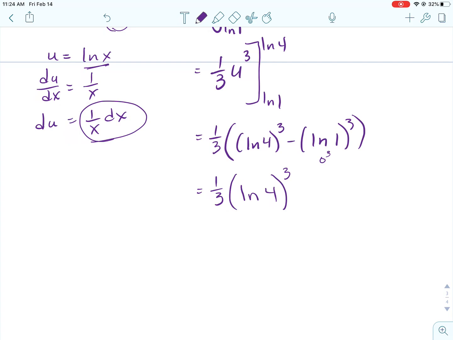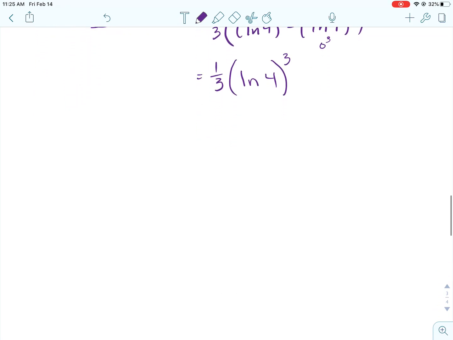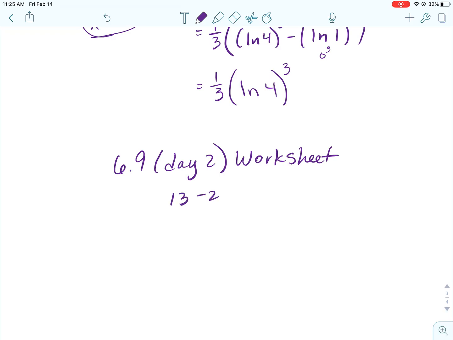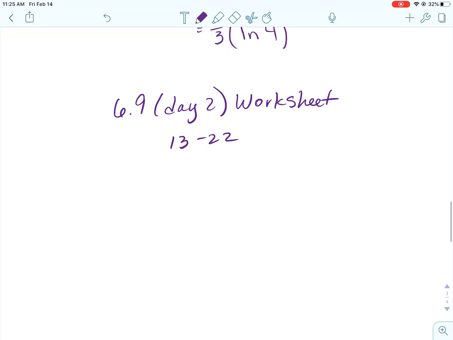All right. Any questions? U-substitution? Okay. Let me give you guys your assignment you already have. So your 6.9 day 2 worksheet is the back side of the worksheet that I gave you on Wednesday. I just want you to finish it. So 13 through 22. And it's going to be a 10-point grade on Tuesday, which is the next day we're in class.